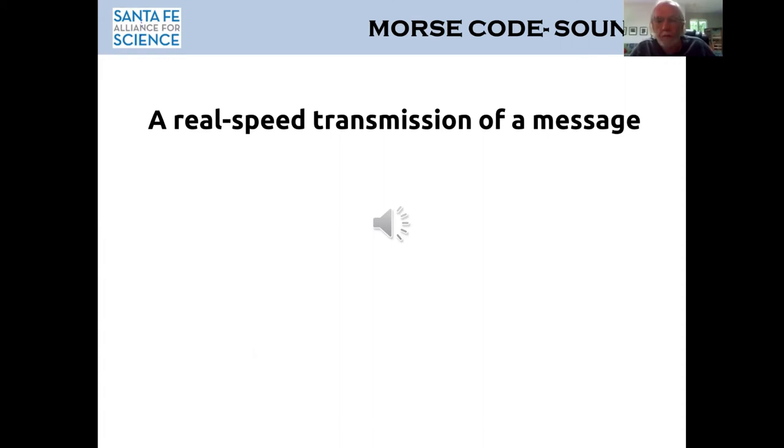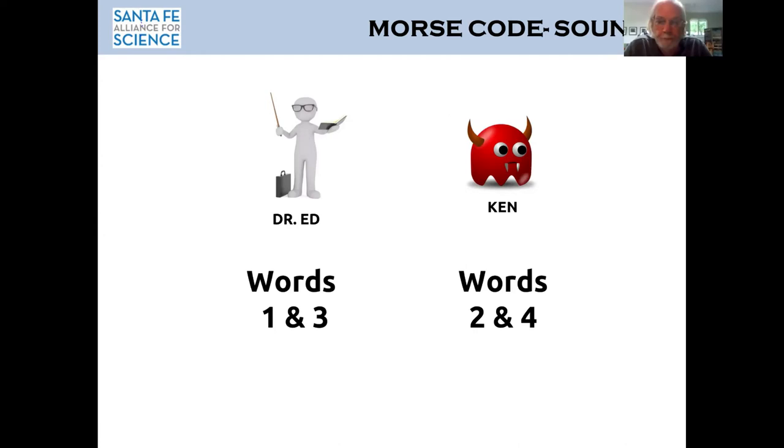You don't need a sound generator to practice Morse code in sound. So in this example, Dr. Ed and Ken will transmit words using spoken dots and dashes. The entire coded message consists of four words. Dr. Ed will tell you words number one and number three. Ken will transmit words number two and number four. As you listen to them, write down the sequence of dots and dashes so you can figure out the message that they're passing along to you.